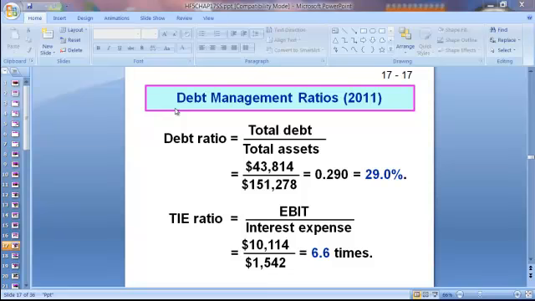If you recall from the first video, we talked about profitability ratios and liquidity ratios. In this video, we're going to talk about debt management ratios, asset management ratios, and something called the DuPont analysis. Okay, let's get started.